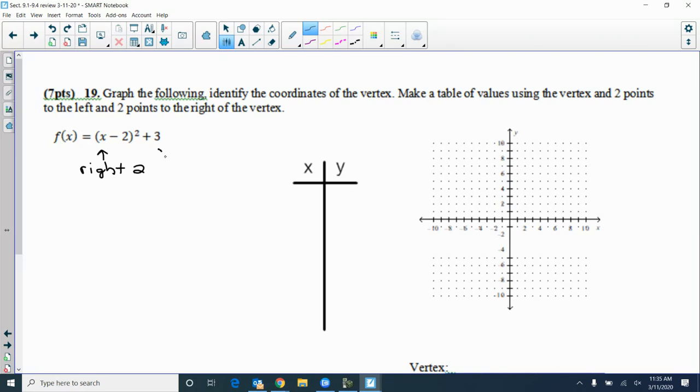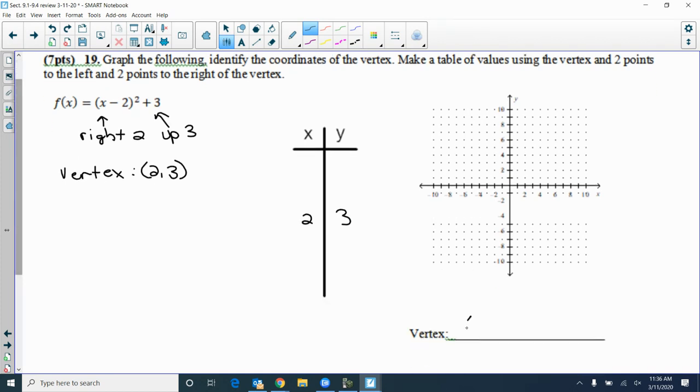What does the plus 3 do? It moves it up 3. What is my vertex? Okay, it would be 2 comma 3. I said that twice. 2, 3. Now, that's going to go in the middle of my XY chart. Now you got underneath the graph, you got a spot for the vertex. So put 2, 3.